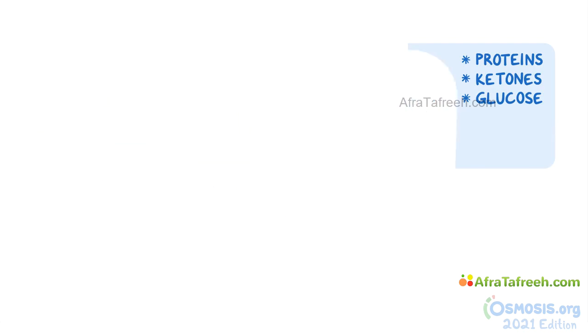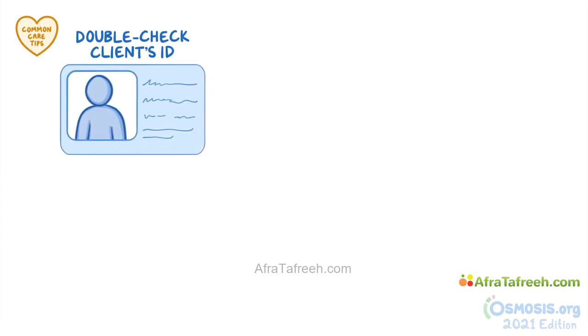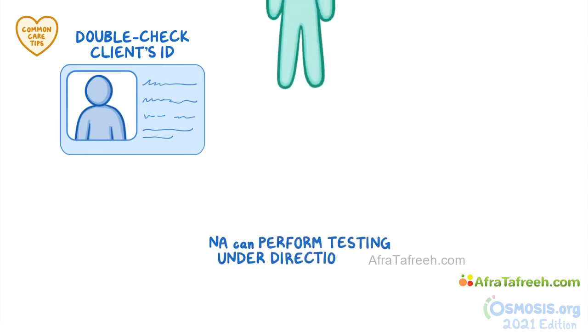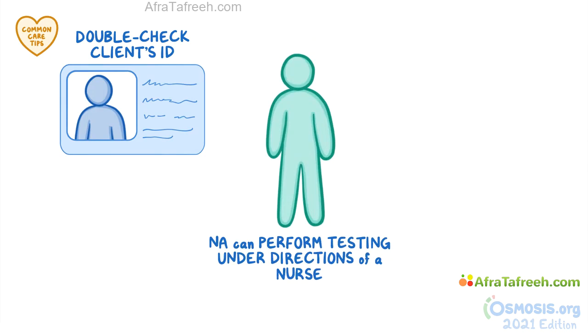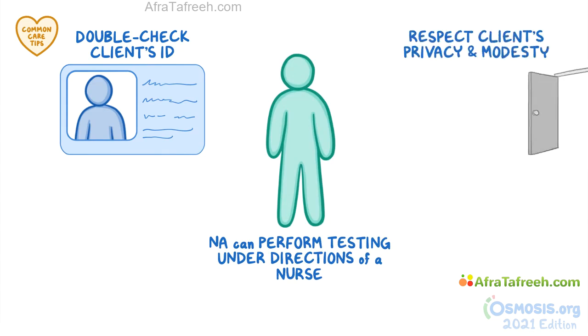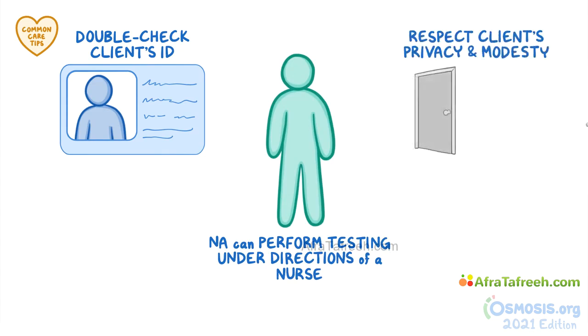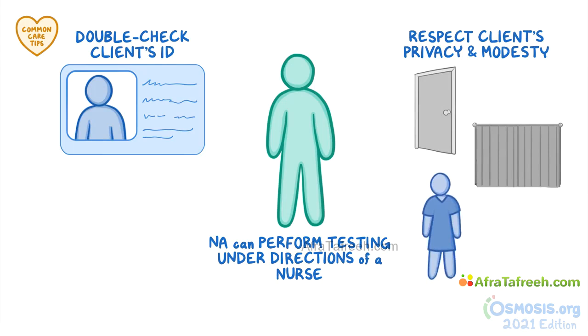Now, before we go into the procedural details of urine testing, here are some common care tips. Always double check the client's ID to make sure the procedure is performed on the right person. Based on your scope of practice and the facility protocol, a nursing assistant can perform urine testing under the directions of a nurse who will provide you with instructions. At all times, respect the client's privacy and modesty by remembering to close the room's door, all window covers, and ensuring the client is properly covered.